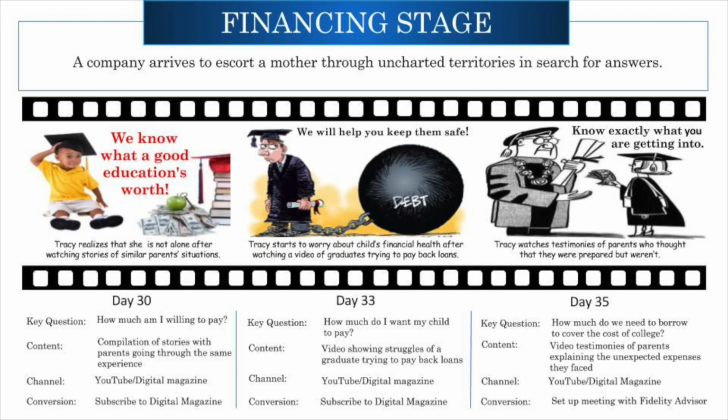So the fourth stage of this process is the finding stage. In this stage, Tracy has already answered a lot of her external questions, and now she's looking to answer all of her internal questions, like how much she and her child are willing to pay for college, as well as how much she needs to borrow to cover the cost of college. In this, we frame Fidelity as a company that is arriving to escort Tracy through uncharted territories in order to search for answers.